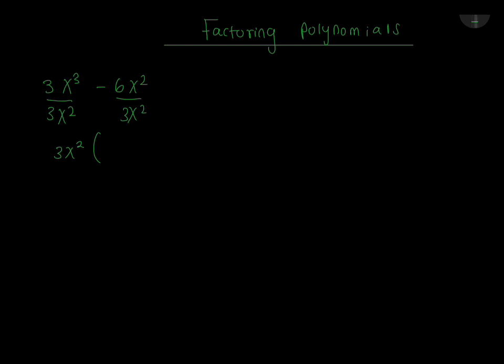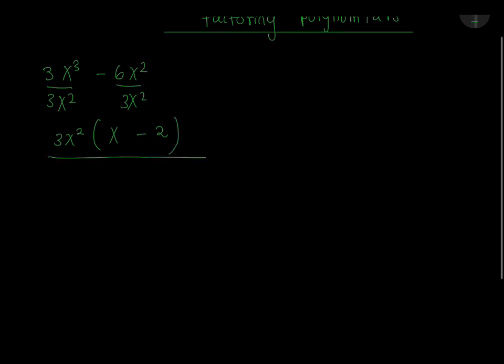So if we divide 3x cubed by 3x squared, we're gonna have x, and if we divide 6x squared by 3x squared, we're gonna have 2. So this is a simplified form of this expression.